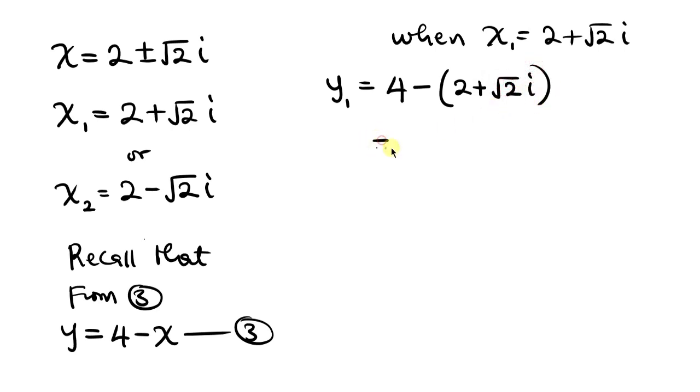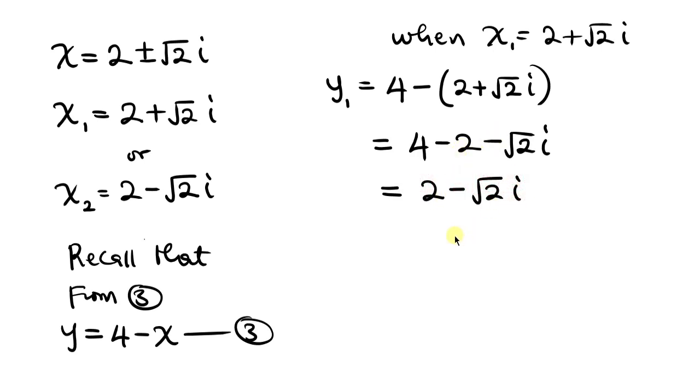So this simplifies into 4. Let's use this negative to open up the brackets. So we have minus 2. Negative times positive is negative root 2 i. And this results to 4 minus 2 is 2, minus root 2 i. So that's our corresponding value for y.